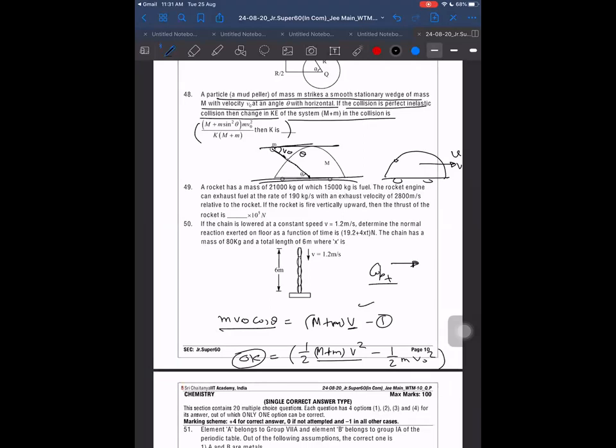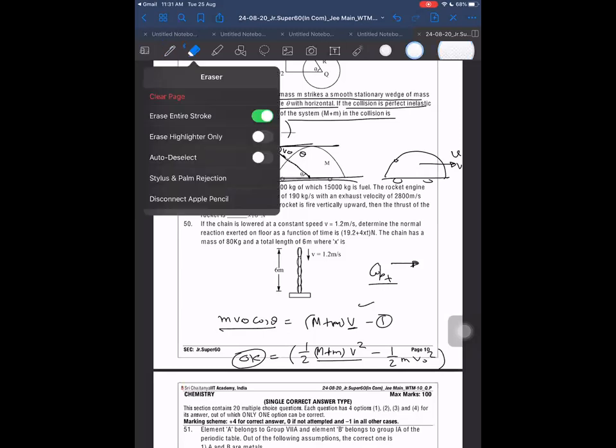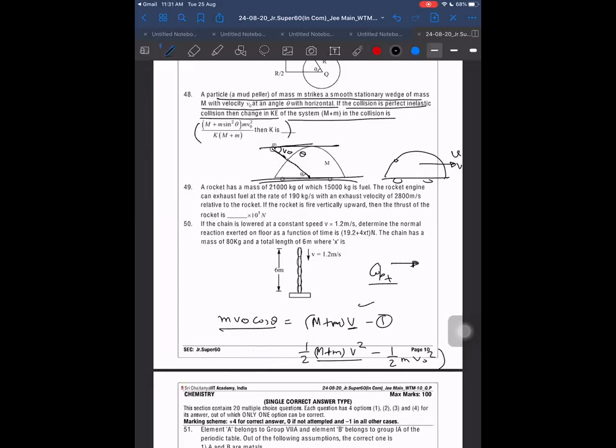The change will be initial minus final. Initially the kinetic energy is more and finally it is less. Half m v naught square initially is more, and the final is less. So initial minus final is delta K. It is actually minus of delta K, but we can get it. Only the sign matters now; magnitude wise, we can do it.